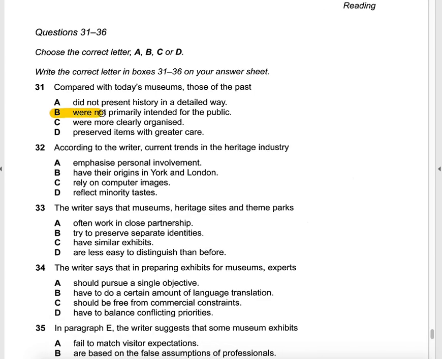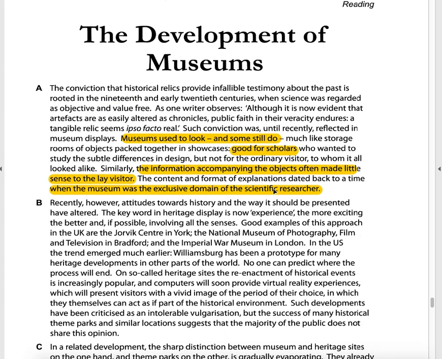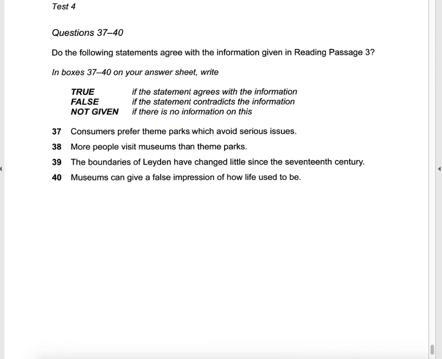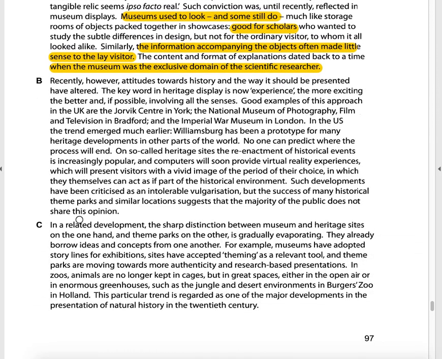Because it says here that museums, like we just read, were for science only, for scholars, not for the lay visitor, not for people. So we're not for the public. Yeah. Not organized, and you can see here. Okay, so 31 is B. Okay, let's go to paragraph B.